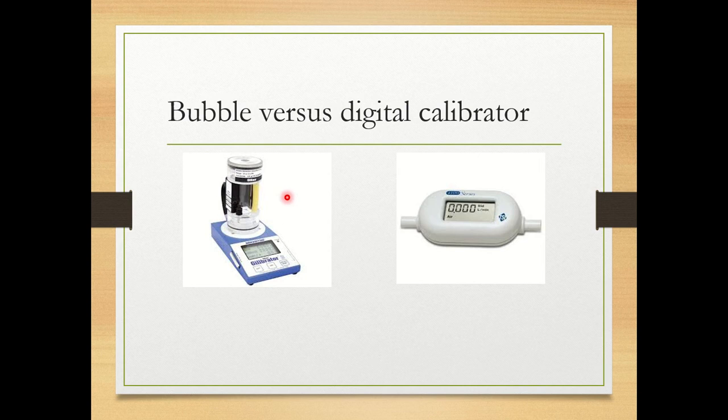Okay, this is the bubble type calibrator and this is the digital type calibrator. Most of the industry uses the digital type calibrator. However, the bubble type calibrator is more precise. It depends on your company later on when you enter the working area, which type they prefer.